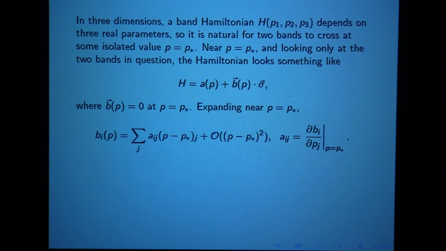Now, if we expand near P equals P star, by hypothesis, the 3 components of B are all 0 at P equals P star, but there will be a linear term where B will be some matrix that I've called A times P minus P star plus higher order terms. The matrix is just the matrix of derivatives dBi dPj. Generically, the matrix of derivatives is a generic matrix, so its determinant has no reason to vanish. Generically, the determinant is not 0.